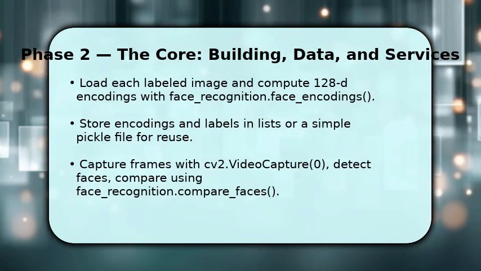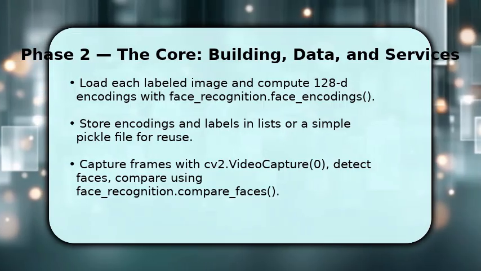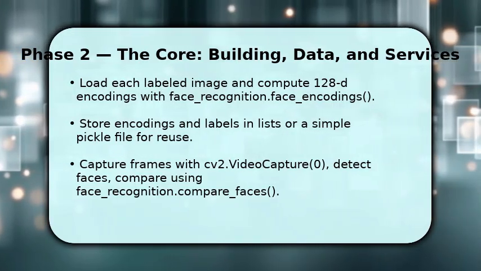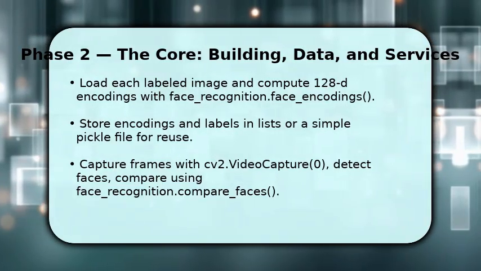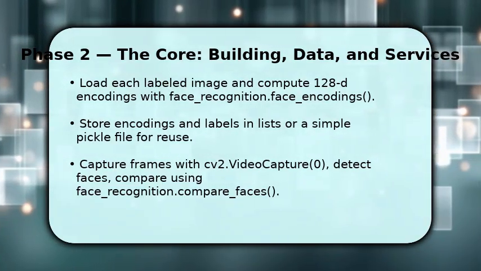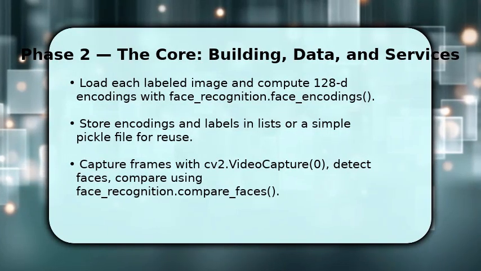Now you'll convert images into numeric encodings. Load each labeled image, detect faces, then call face_recognition.face_encodings to get 128D vectors. Store those vectors and their labels in lists and pickle them so you don't recompute on every run.